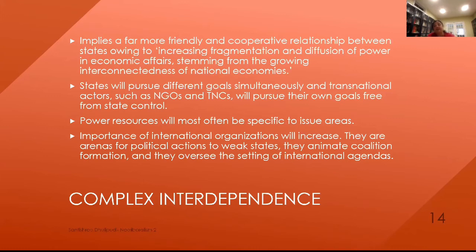Recently, we have seen the role that Amnesty International in India has played, an extremely fragmenting, divisive role against the Indian state. Power resources will most often be specific to issue areas. The importance of international organizations will increase. They are arenas of political action for weak states. They animate coalition formation and they oversee the setting of international agendas.